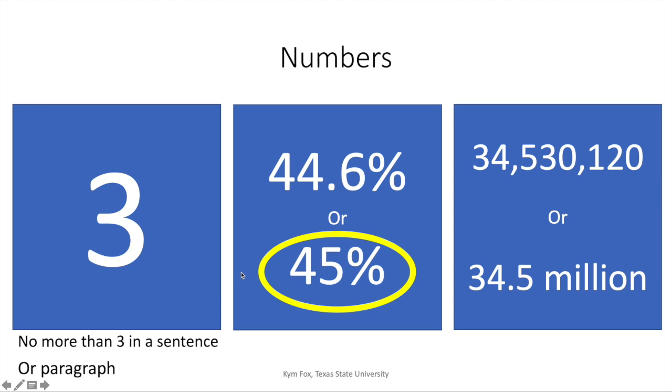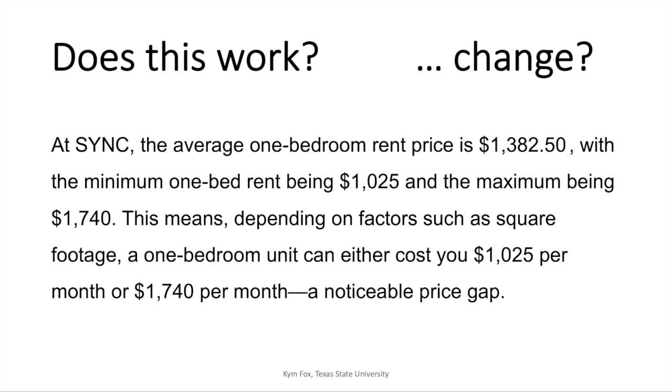And then how about this? 34,530,120. It's just hard to say that, right? So we're going to use 34.5 million. We definitely are going to round and abbreviate those big numbers, right? So we can understand them.